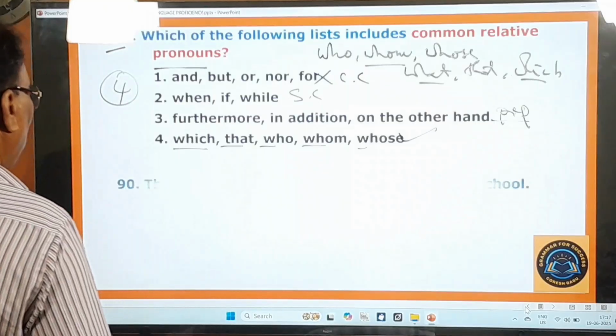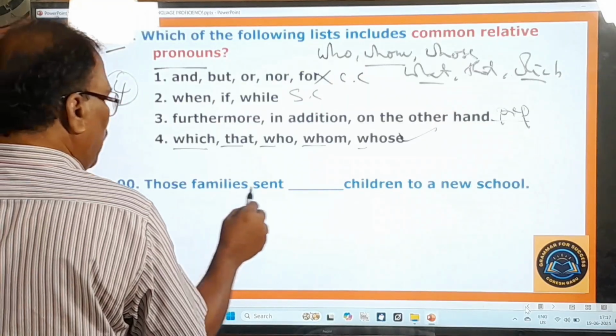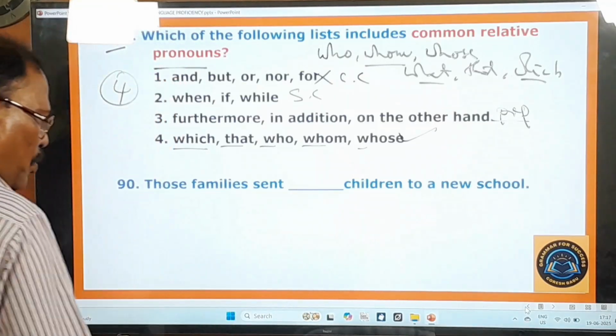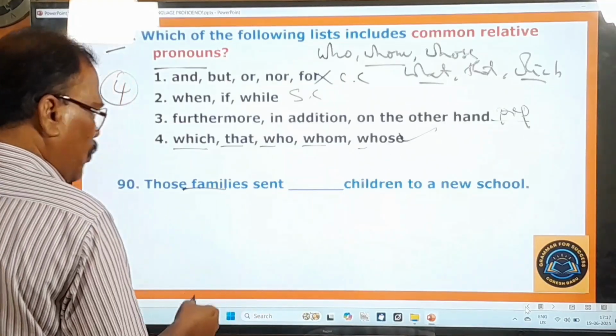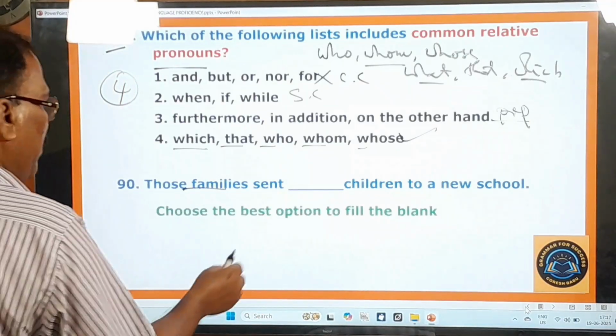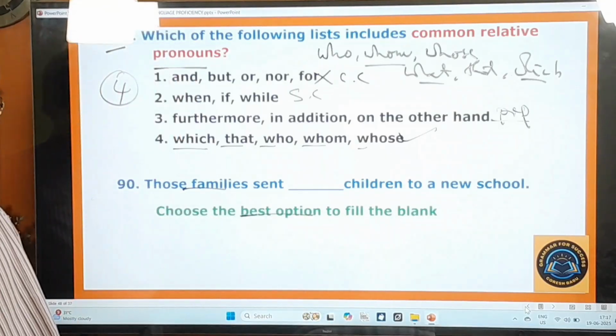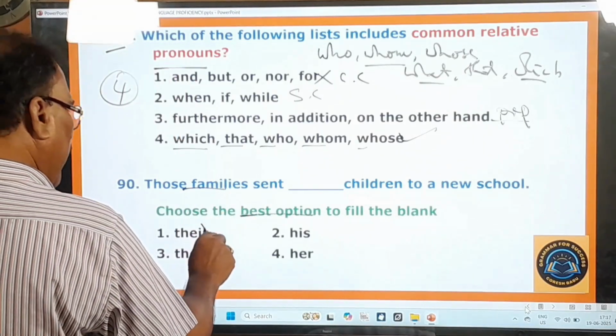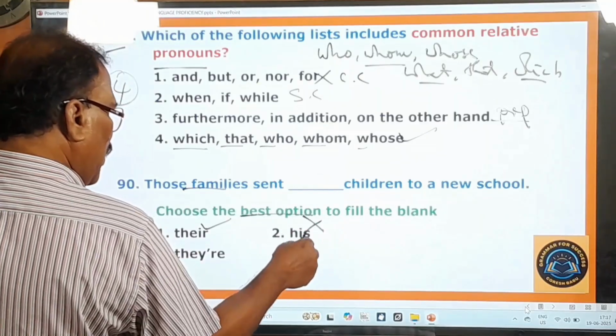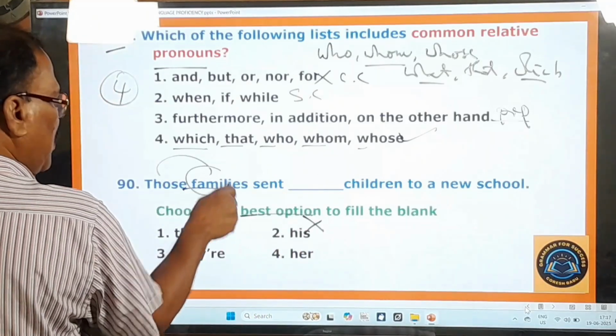Right. And you go to the 90th question. Those families sent dash children to a new school. Those families sent dash children to a new school. Okay. And choose the best option to fill in the blank. Okay. Here you see. Those families sent their children. His children you don't say because there are many families.